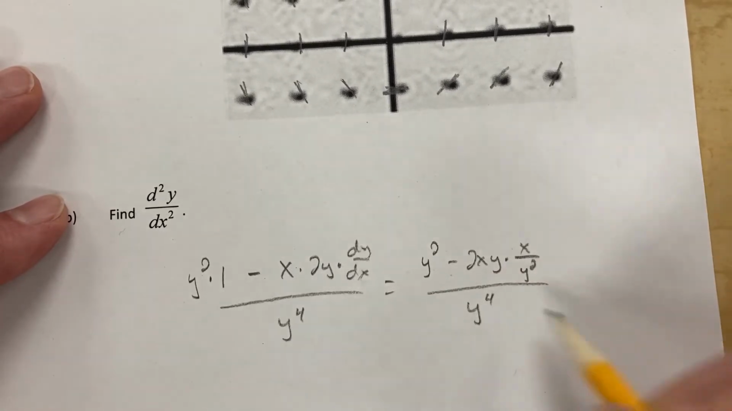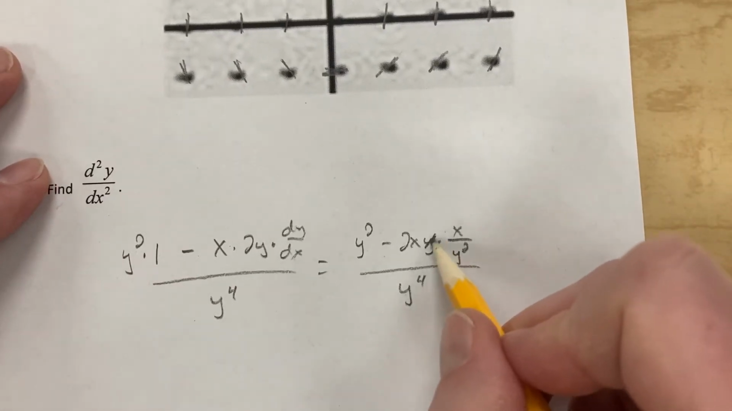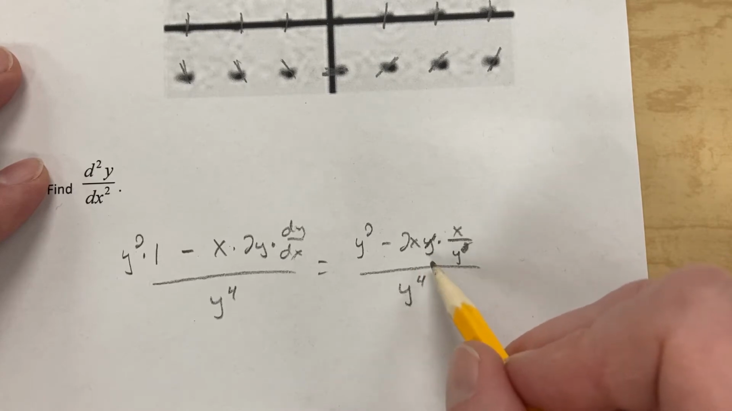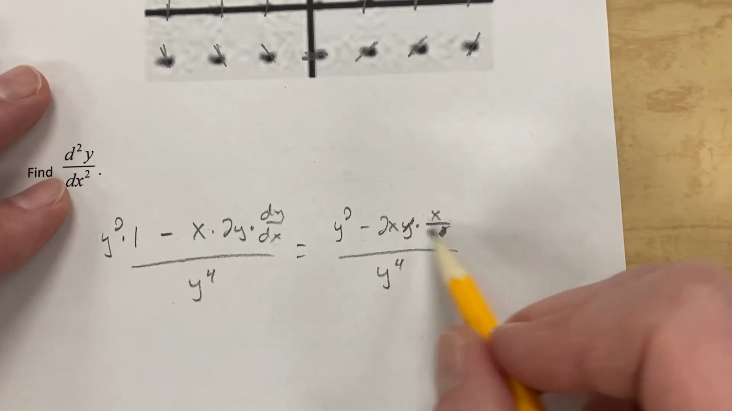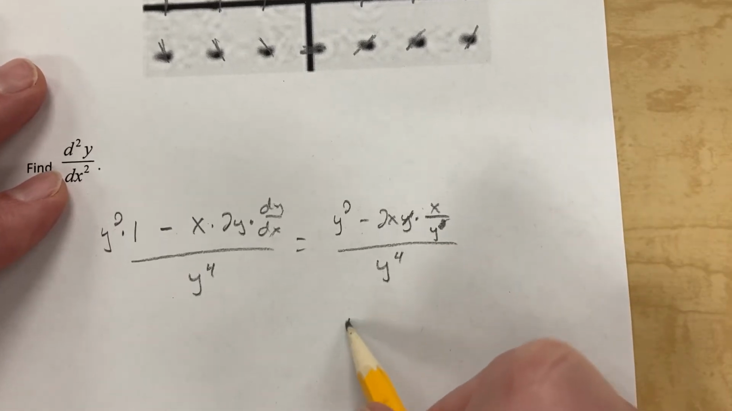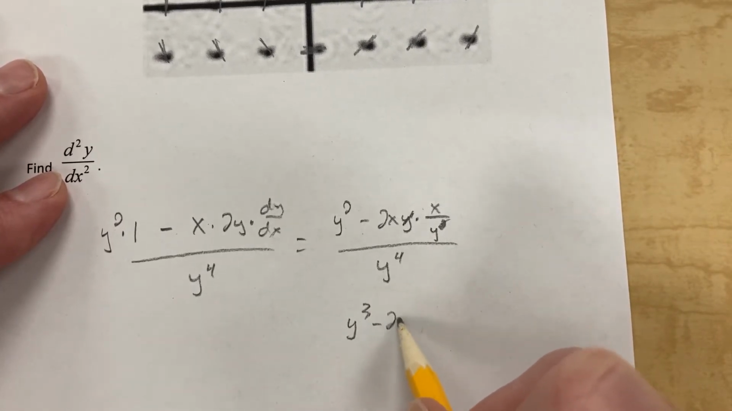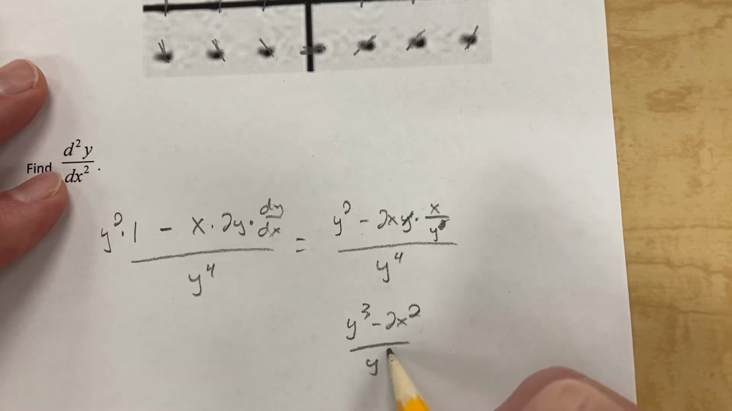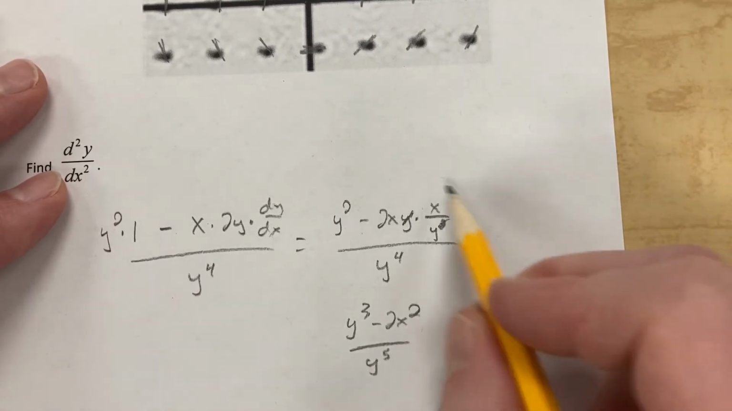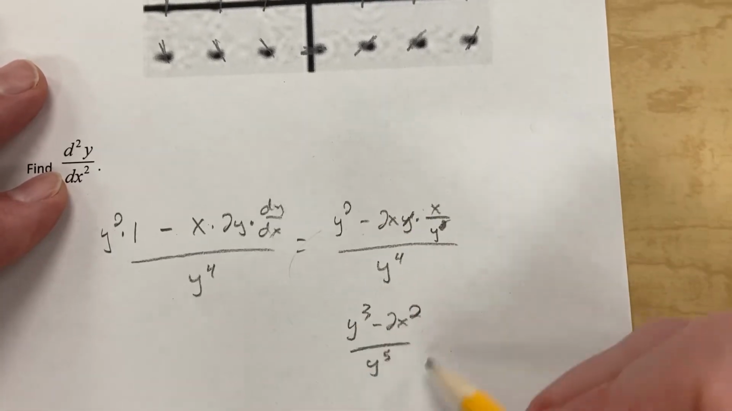So we're going to get y squared minus 2xy times x over y squared, all over y to the fourth. You're welcome to leave that, or if you want to cancel this with one of those and make this 2x squared over y, that's fine. What some people will do is they'll multiply top and bottom by y to get rid of that denominator there. So they'll end up with something like y cubed minus 2x squared over y to the fifth. Again, that's multiplying top and bottom by y, but you don't have to do that. This is perfectly fine here, as is that.